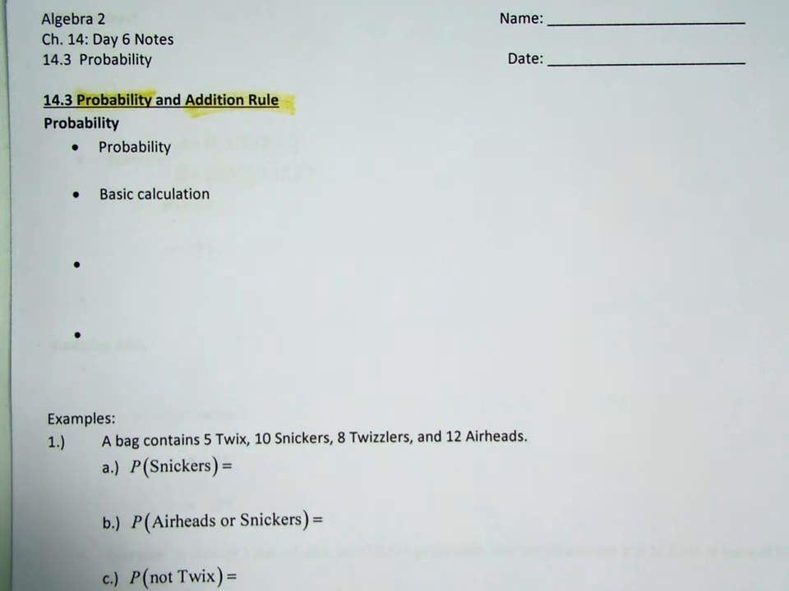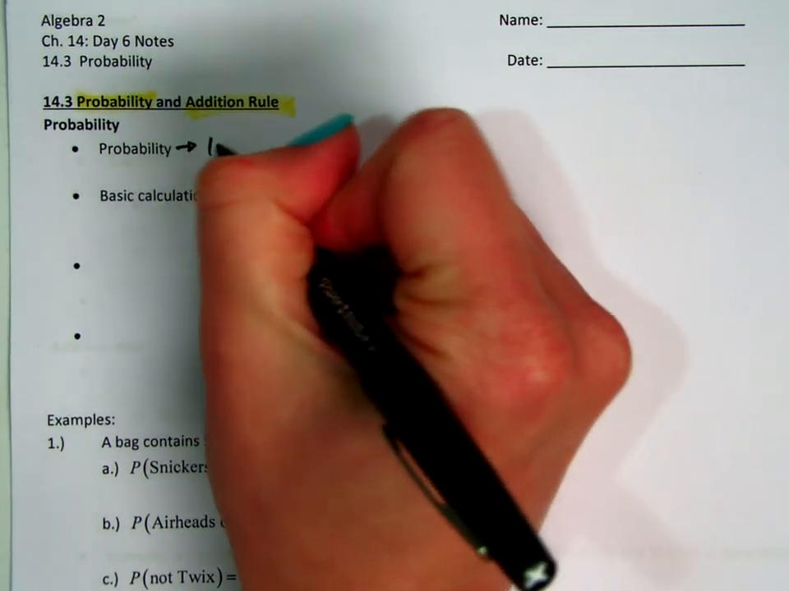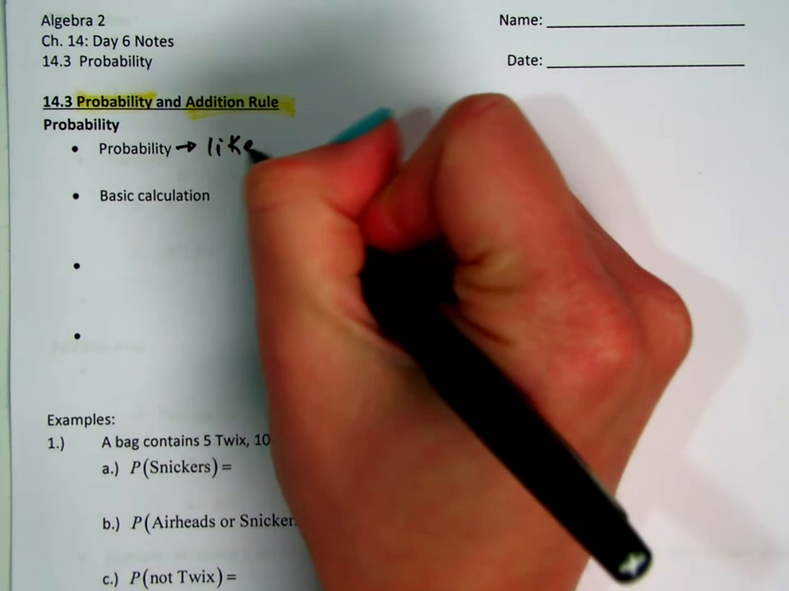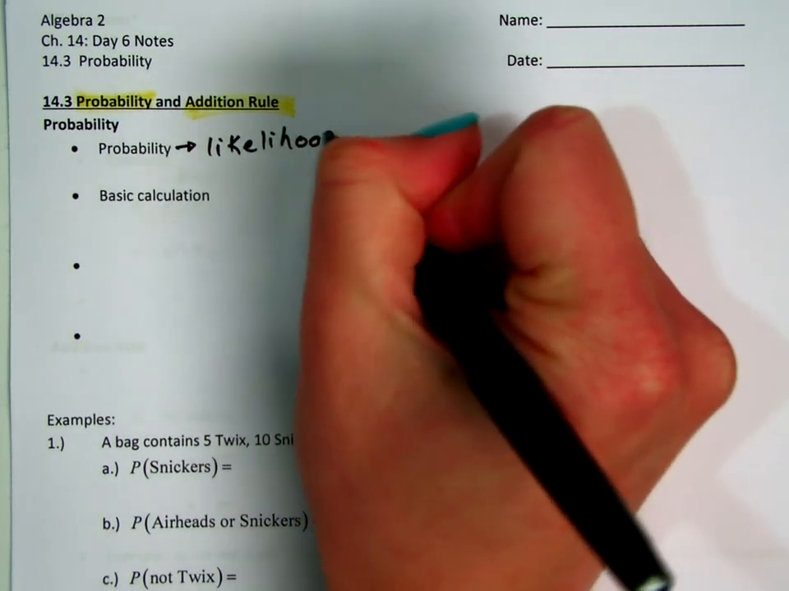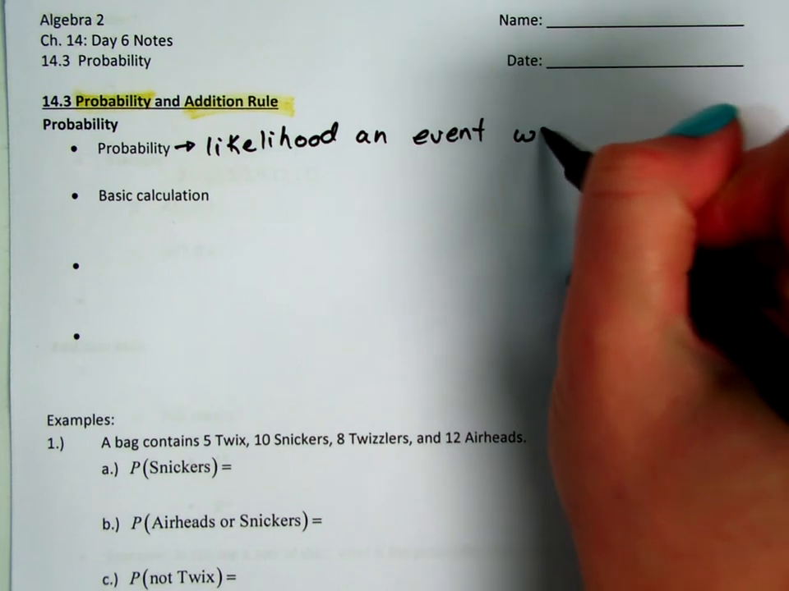So probability in general is something we should all know. It's just the likelihood an event will occur.